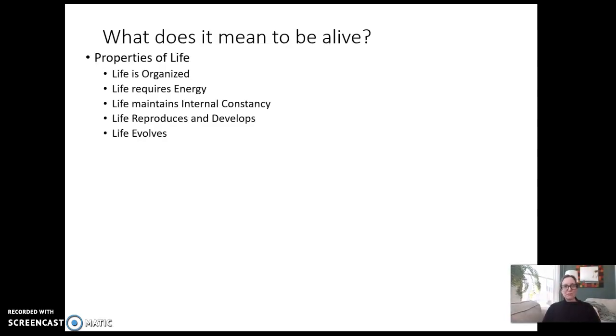And there are 5 key properties of life. Life is organized. Life requires energy. Life maintains internal constancy or homeostasis. Life reproduces and develops, and life evolves. I put capital letters at the start of each of the most important words here. So organized, energy, internal constancy, reproduces, develops, and evolves. Those are key ideas here. And I'm going to go through each one to give you some examples and explain it.